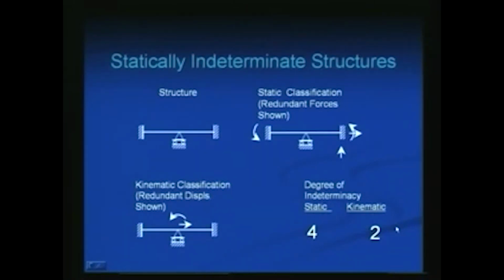Let's quickly look at another structure. This structure. How many redundant forces? Well, I'm not going to go into this. If I release this and I release this totally, I get a simply supported beam. So it has 4 redundant forces. So static indeterminacy is 4. Kinematic, 3 joints, 1, 2, 3. 3 into 3, 9. Restraints, 3 here, 1 here. So 2 degrees of freedom, and you are shown the 2 degrees of freedom.